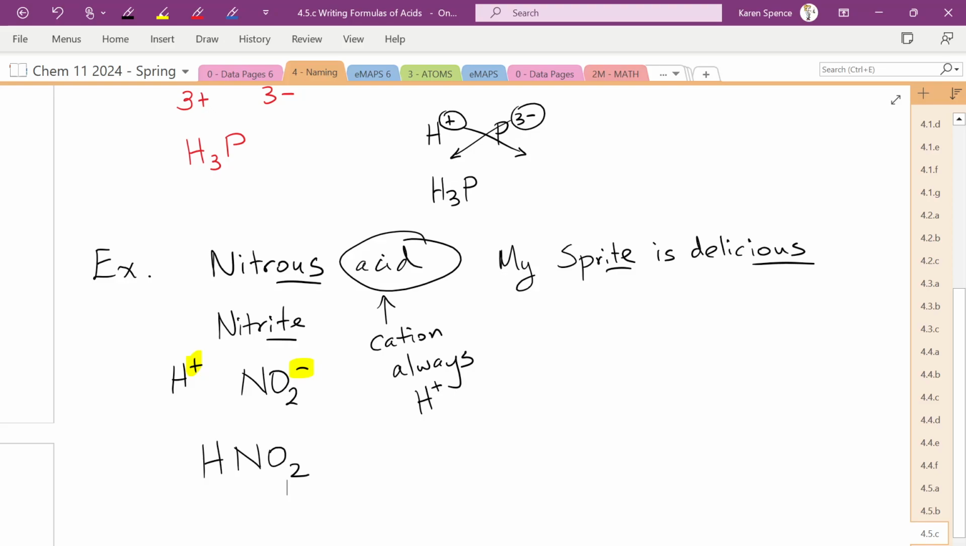So anytime you have an "-ate" ending from your polyatomic ion table, the single elements will all be "-ide". Yes. Okay, and we would look for hydrogen sulfate.